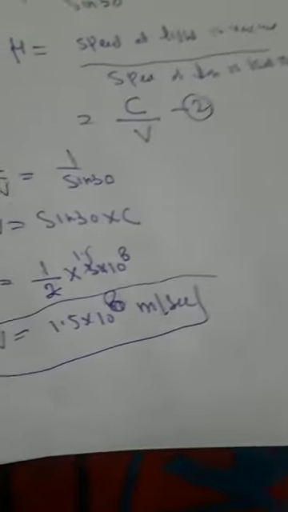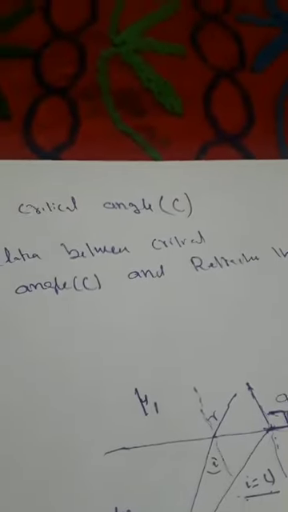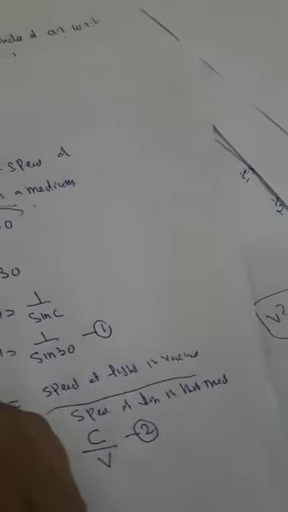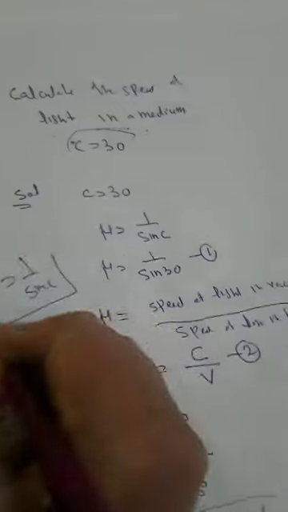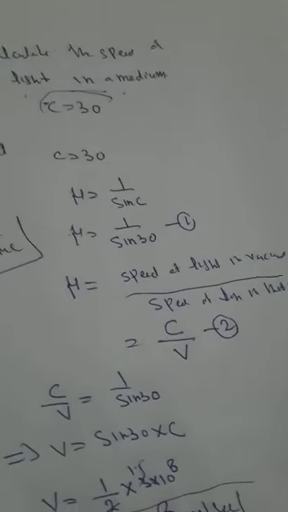Therefore, we have done here the relation between critical angle and the refractive index. We have found that mu is equal to 1 by sin C, and with the help of this we are able to find out the various numericals.